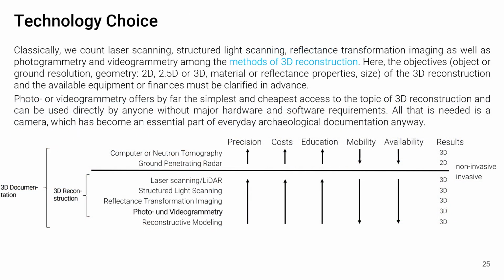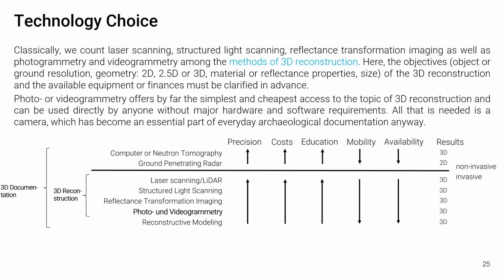Classically, we count laser scanning, structured light scanning, reflectance transformation imaging, as well as photogrammetry and videogrammetry among the methods of 3D reconstruction. Here, the objectives of the reconstruction and the available equipment or finances must be clarified in advance.